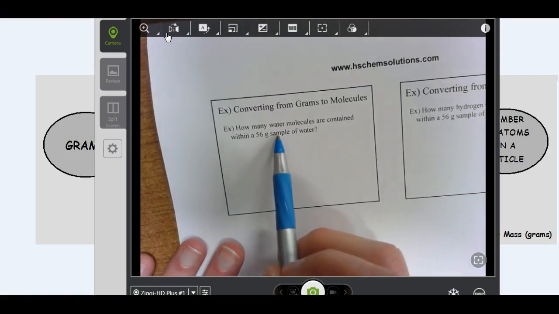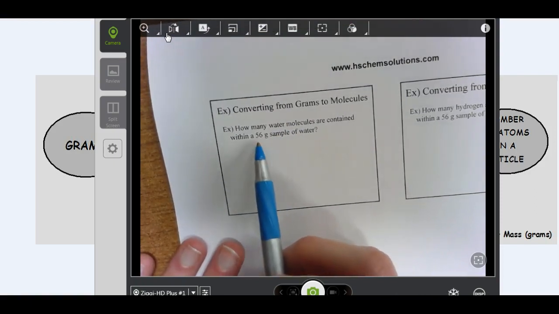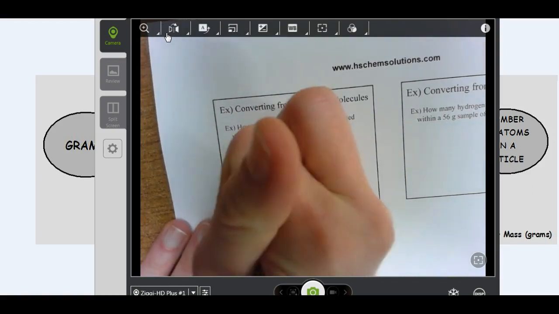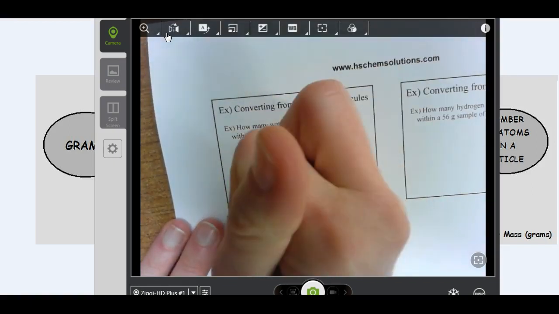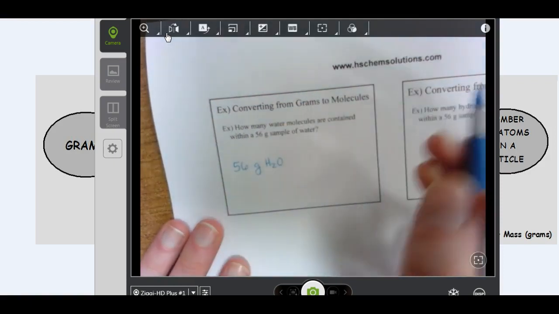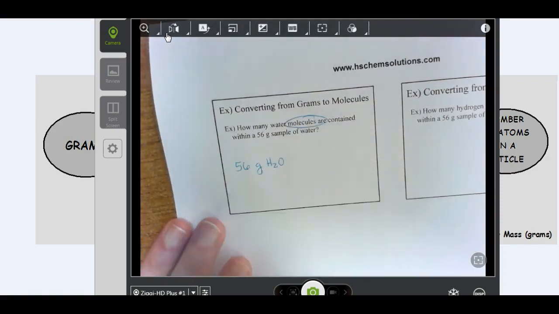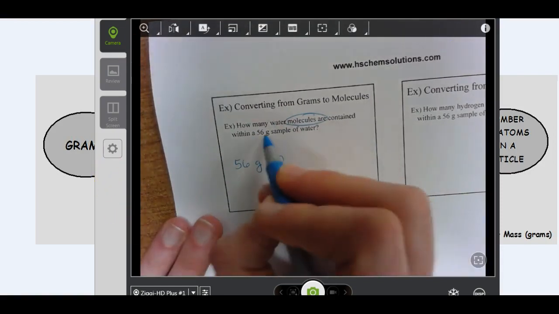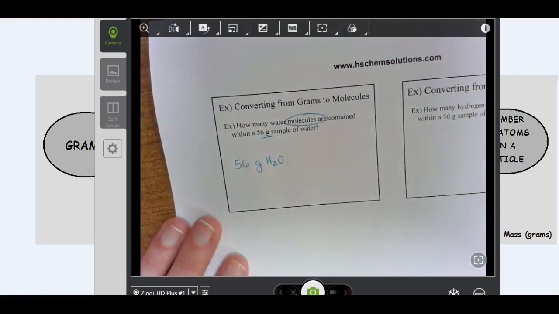How many water molecules are contained within a 56-gram sample? All right, so you got 56 grams of water, which we know is H2O, and we're trying to figure out how many molecules there are. All right, so let's look at our map. We're going from grams to molecules.